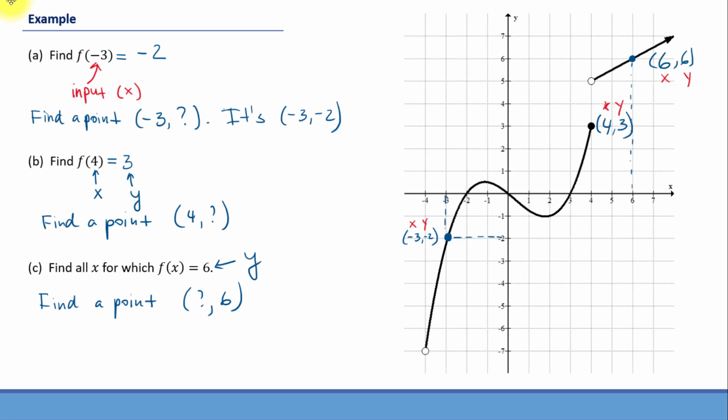How do we write the answer? It says find all x for which f of x equals 6. We can simply say x equals 6. Or we can also write the answer using function notation. We can say f of 6 equals 6.